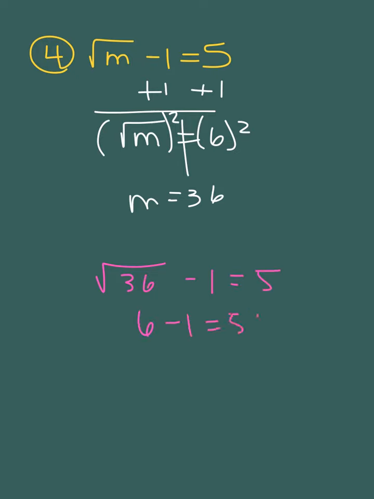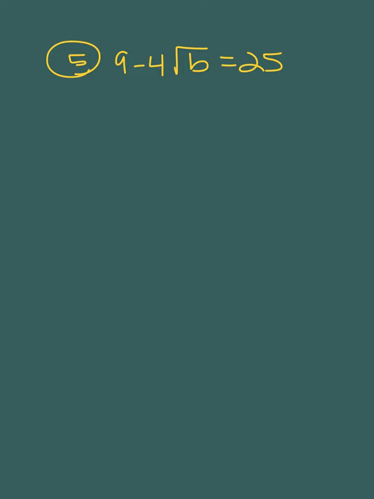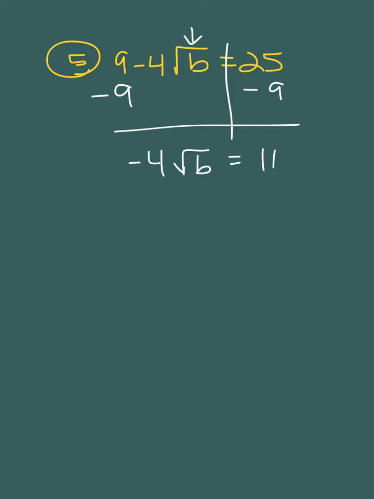In number 5, I have 9 minus 4 times the square root of b is equal to 25. So again, here's my wall, and I need to get this square root of b by itself. So the first thing I'm going to do is subtract the 9. So I have negative 4 root b is equal to 16. I divide everything by negative 4, and I have the square root of b is equal to negative 4.